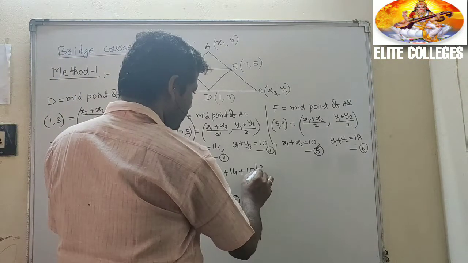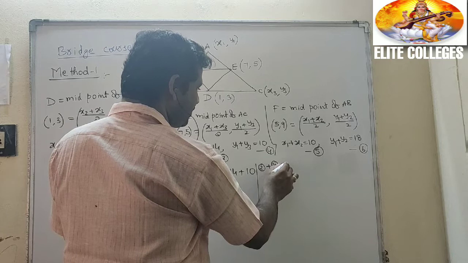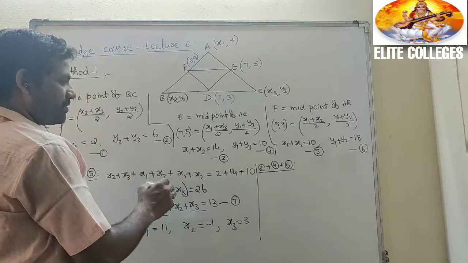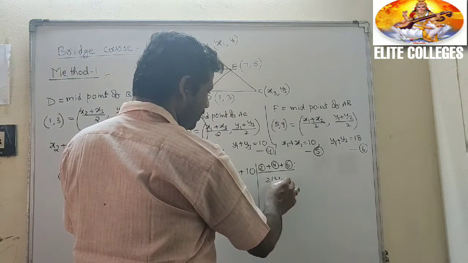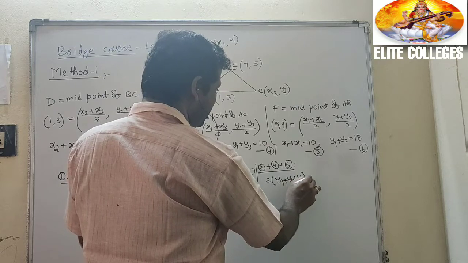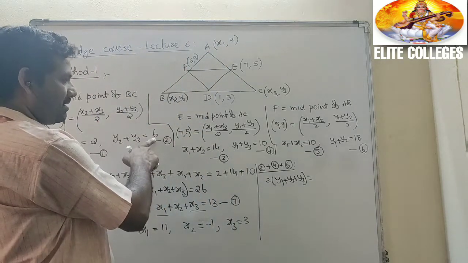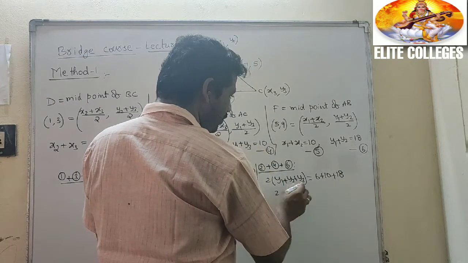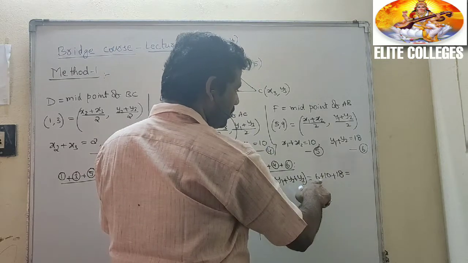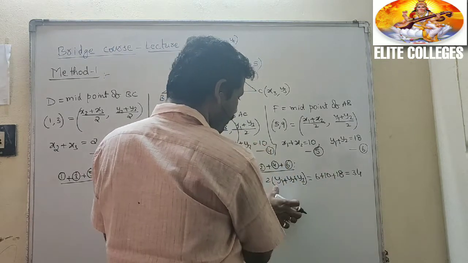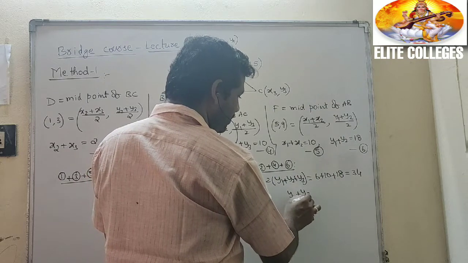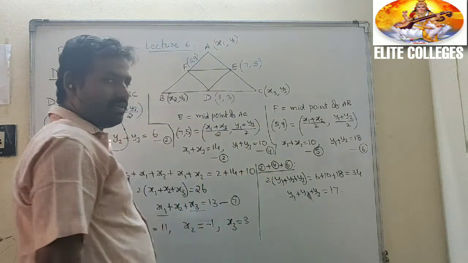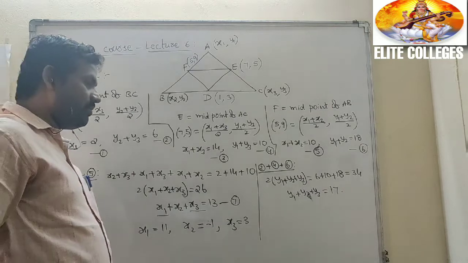Next one. In the same way we get 2 times (y1 plus y2 plus y3) equal to how much? 6 plus 10 plus 18. 2 times (y1 plus y2 plus y3) equal to 16 plus 18, that is 34. Then what is y1 plus y2 plus y3? y1 plus y2 plus y3 equal to 17.